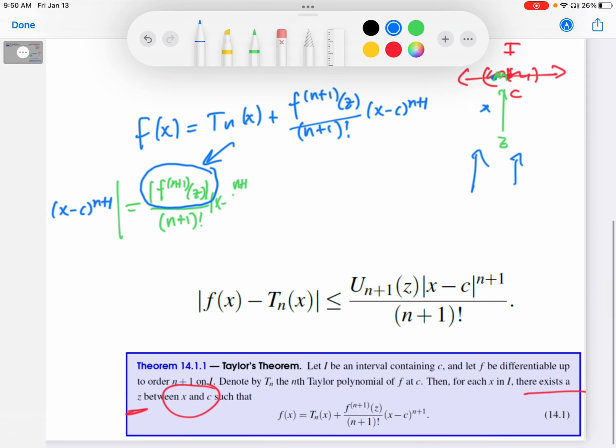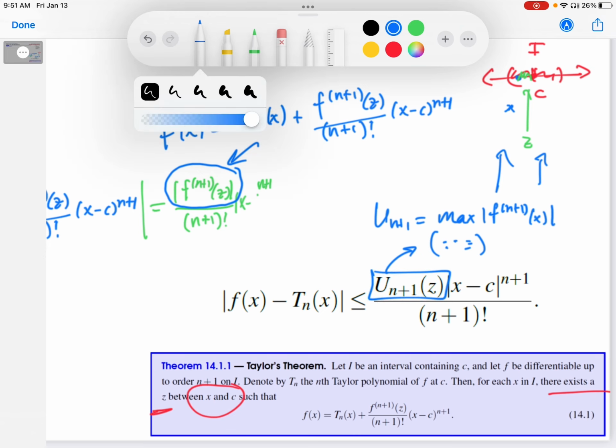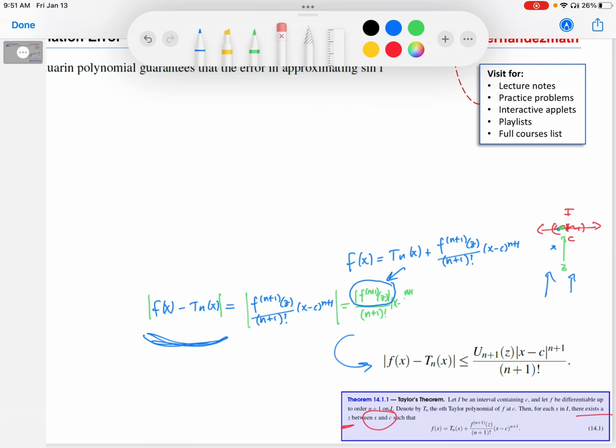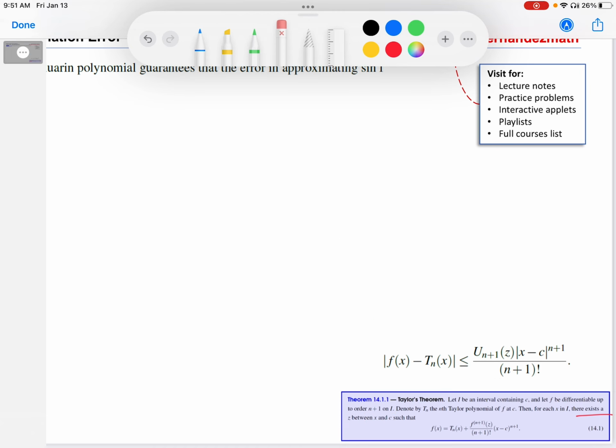Last thing I'll say is that I'll use U sub n plus 1 for the maximum of the absolute value of the nth derivative of the function f over whatever the correct interval is, x to c or c to x. Okay, I'm just going to use U sub n of x for that. And then that explains why I had this inequality here, and why also earlier I said, let's just ignore that for now. I'll get to that.